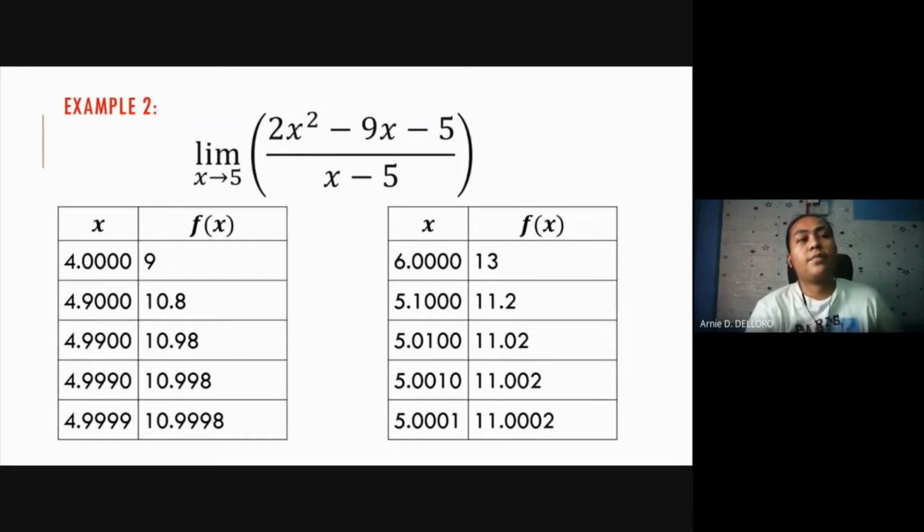So in this case, makikita naman na natin, di ba, yung sa right-hand side, it approaches 11. Yung sa left-hand side naman, the value is getting closer to 11. Okay? So in this case, for example number 2, the limit of the function 2x squared minus 9x minus 5 all over x minus 5 as x approaches 5 is equal to 11. Okay?